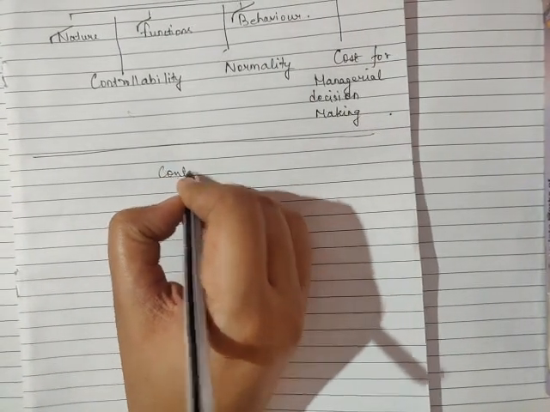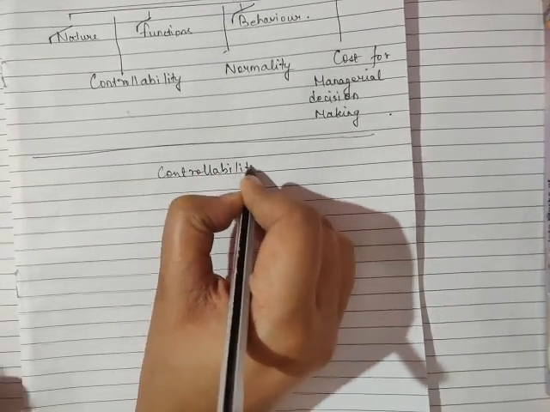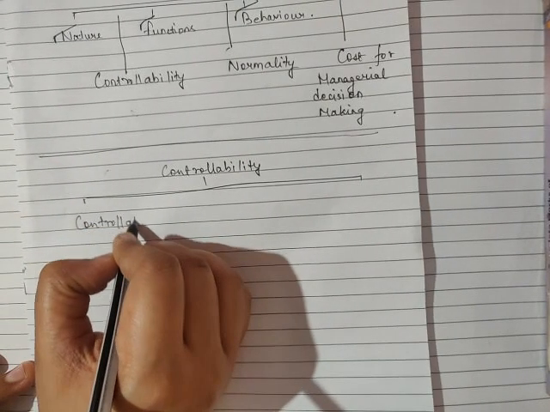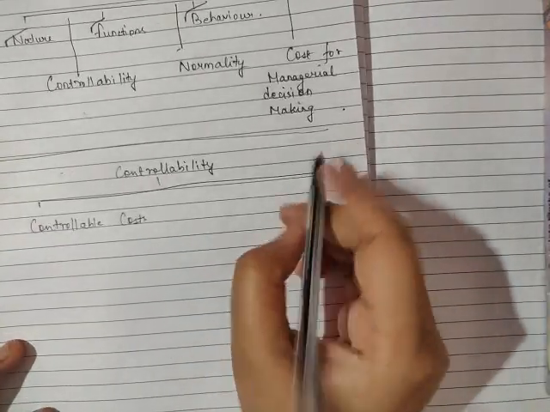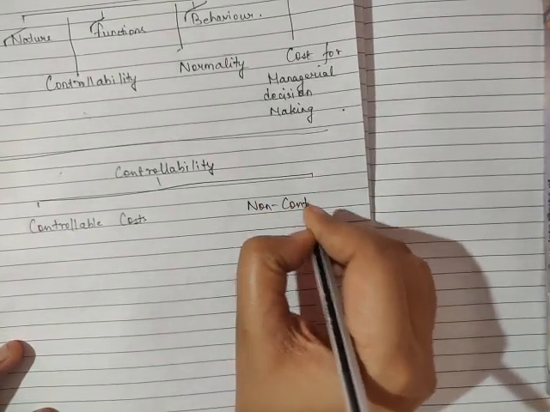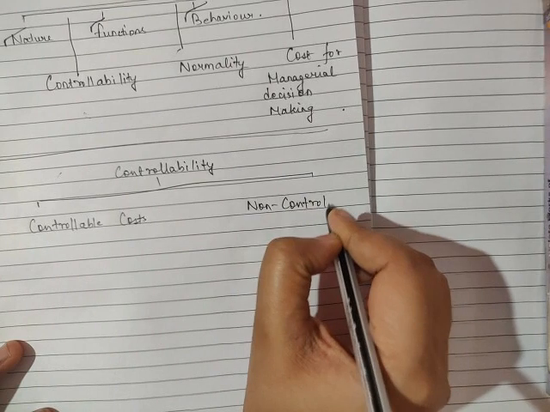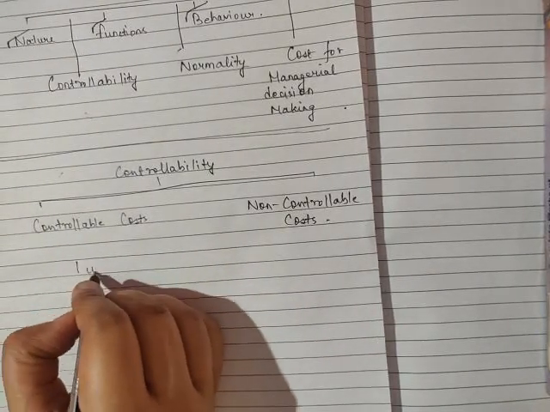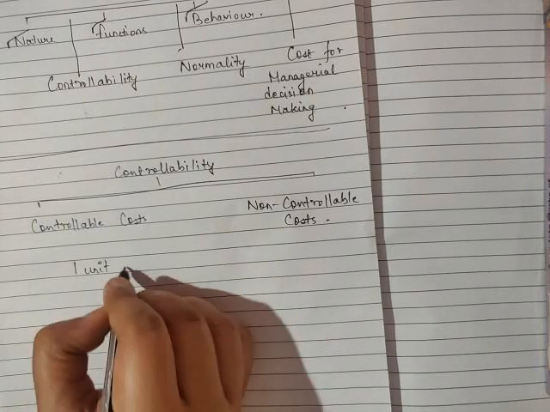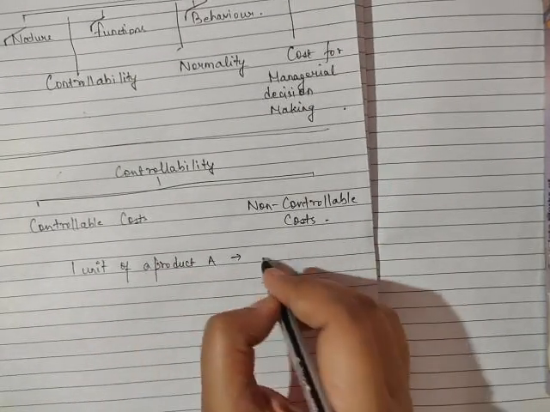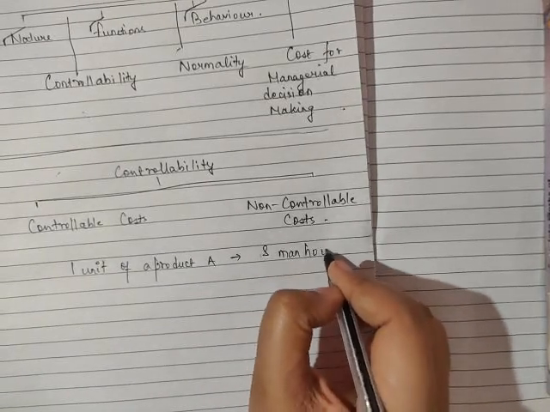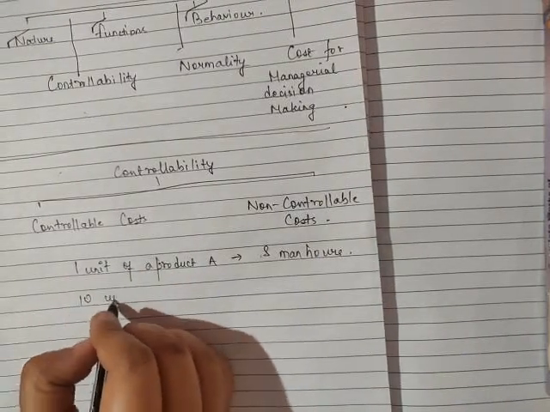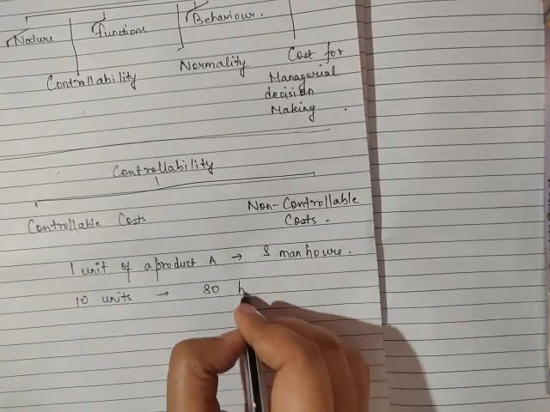On the basis of controllability, the costs can be divided into controllable costs and non-controllable costs. Now suppose for making 1 unit of a product A, we need 8 man hours. So for 10 units, we will need 80 man hours.